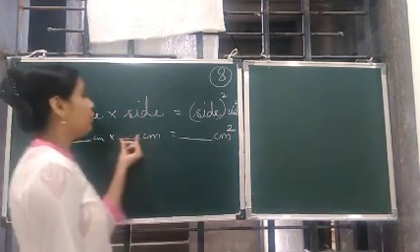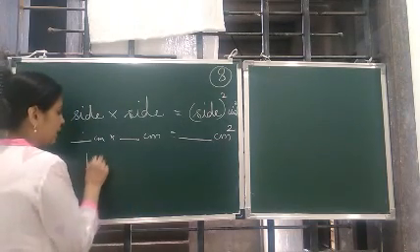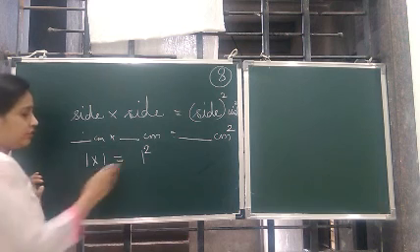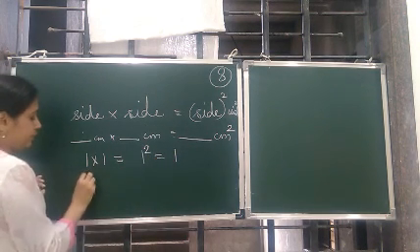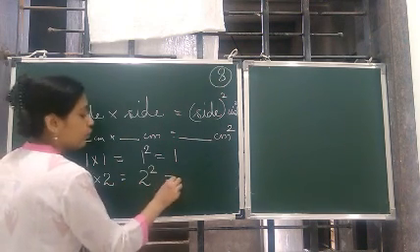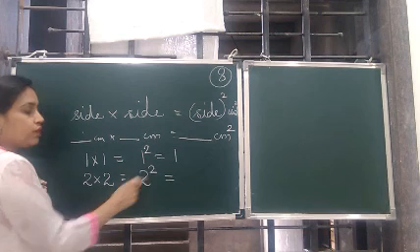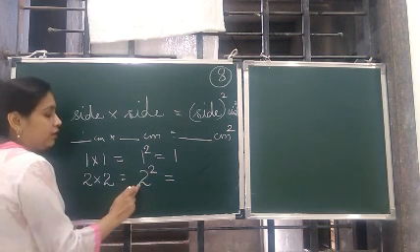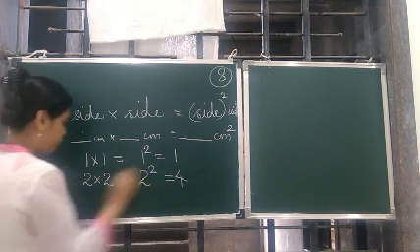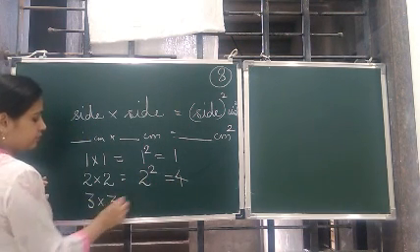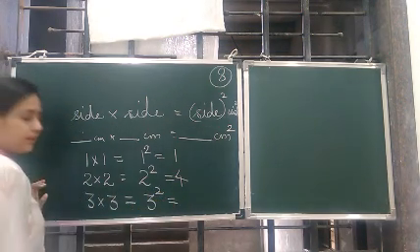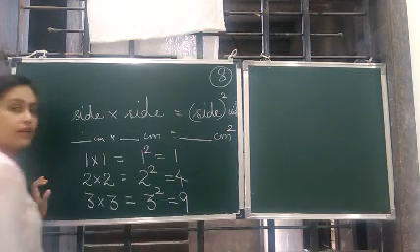Similarly, when we multiply two numbers, for example, 1 into 1 is equal to 1 square. The answer is actually 1 only. Similarly, 2 into 2 is equal to 2 square. What is the power of 2? It is 2. So 2 is multiplied 2 times. That means 2 2s are 4. 3 into 3 is equal to 3 square. That is 3 3s are 9.